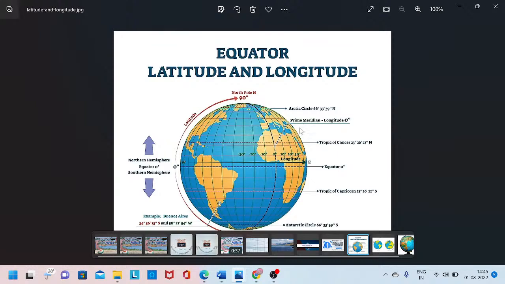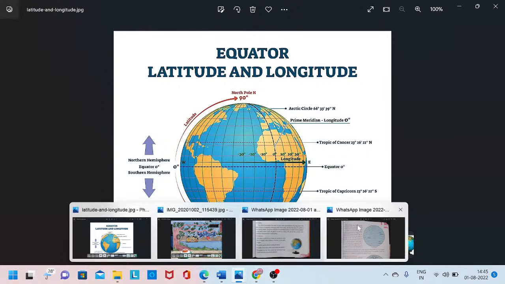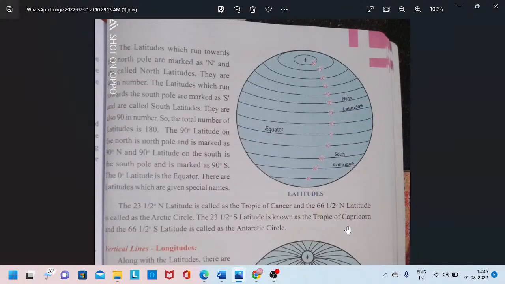So from the equator toward the north side is the Tropic of Cancer, 23 and a half degrees N, and 66 and a half degrees N. N represents the North Pole, and S represents the South Pole. On the south side, down here, 23 and a half degrees S is known as the Tropic of Capricorn, and 66 and a half degrees south latitude is called the Antarctic Circle.